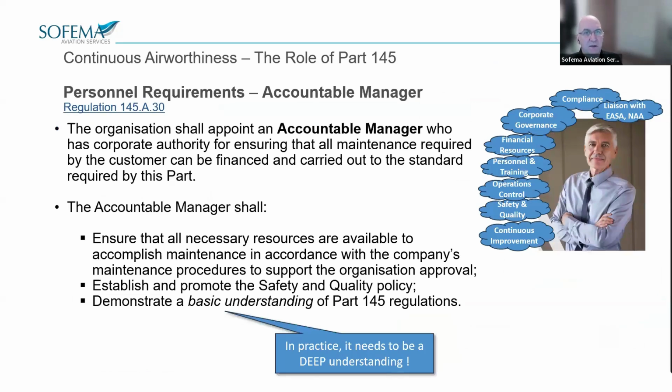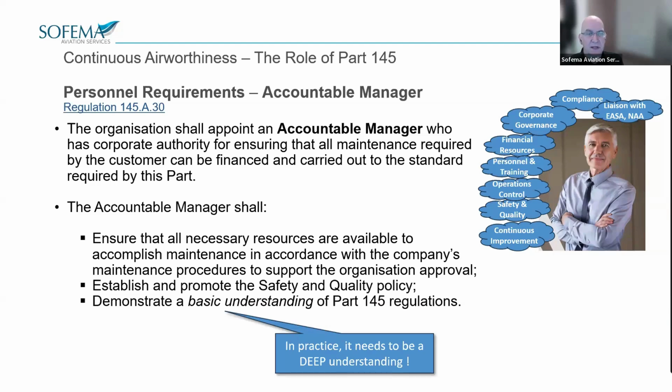With regard to personnel, starting at the top of the organisation, the accountable manager needs to be appointed. And this person needs to have corporate authority for ensuring that all the maintenance required by the customer can be financed and carried out to the standard required by Part 145. The accountable manager is normally intended to mean the chief executive officer or CEO of the approved maintenance organisation.